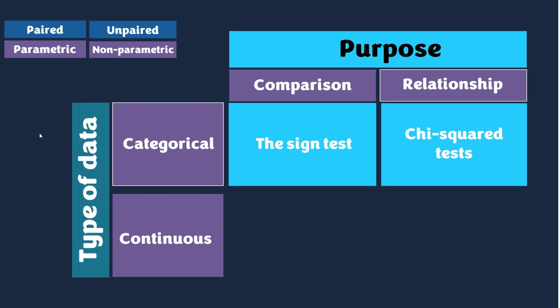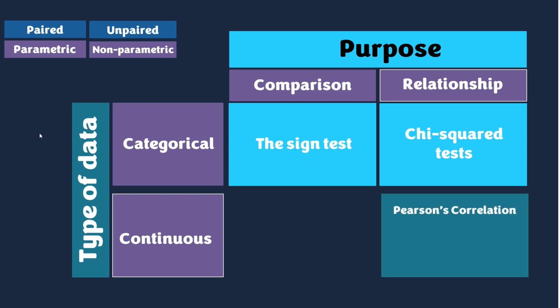There are a few tests for establishing a relationship between continuous data. The first is Pearson's correlation, and the second is Spearman's rank correlation. Which one of those you use technically depends on whether you know the parameters of your data. So Pearson's if you do, and Spearman's if you don't.